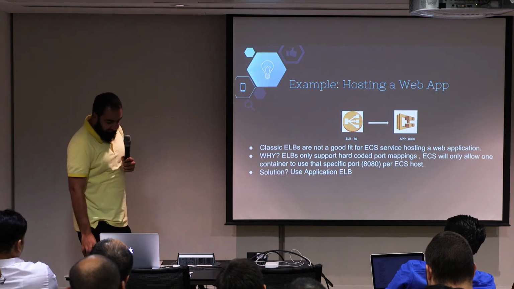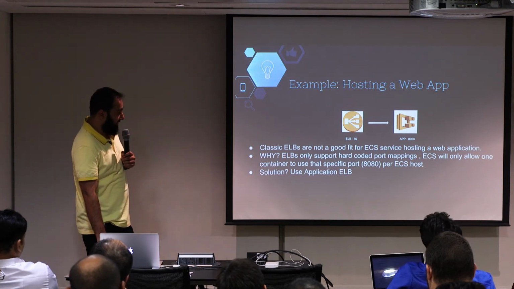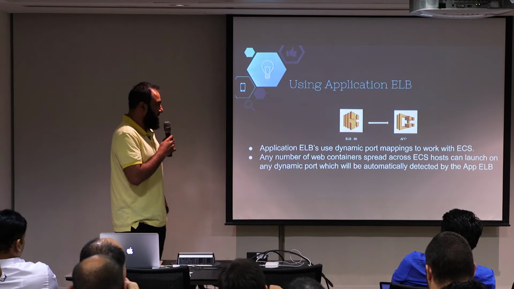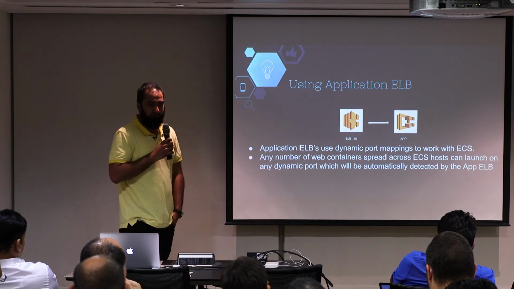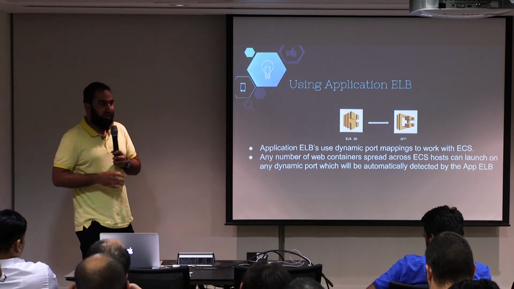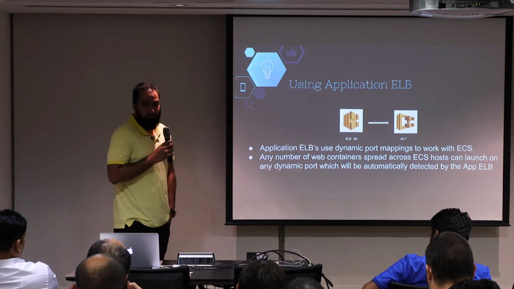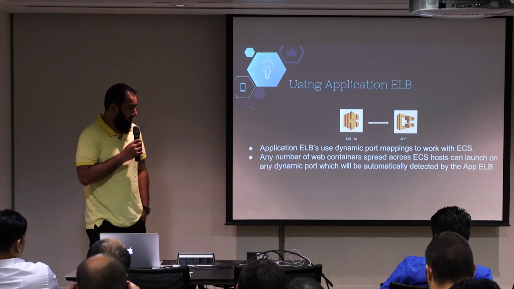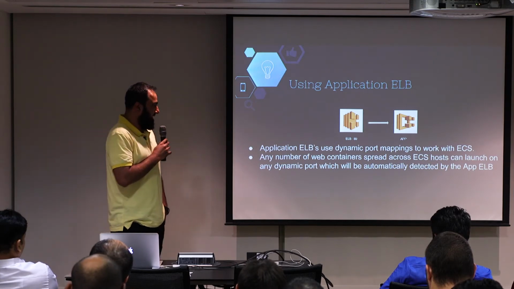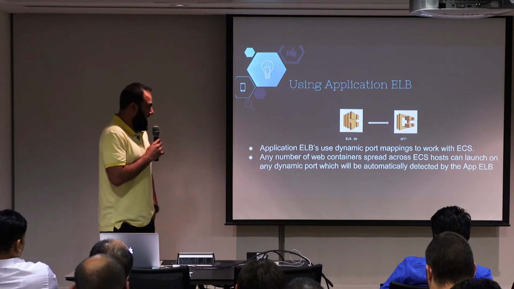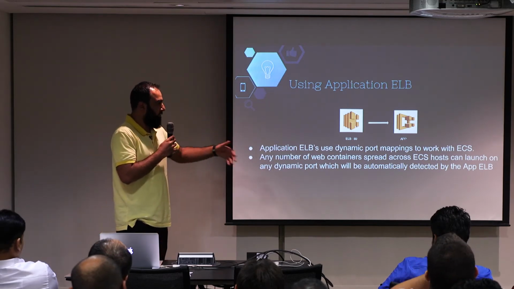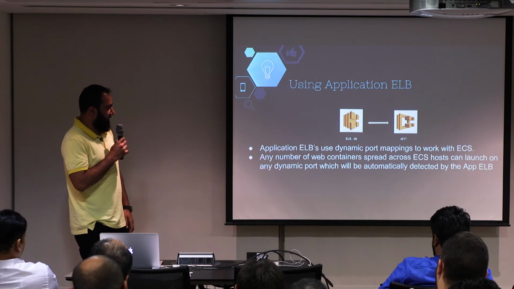The solution is to use application elastic load balancers. When you use them, they use dynamic port mappings. I'm sure you guys have worked with AWS application load balancers. These are intelligent load balancers. I would suggest everybody test it if they haven't used it. And I think converting to application load balancer is a much better option than the classic ELBs. It has dynamic port mappings, so it works very well with the ECS service.